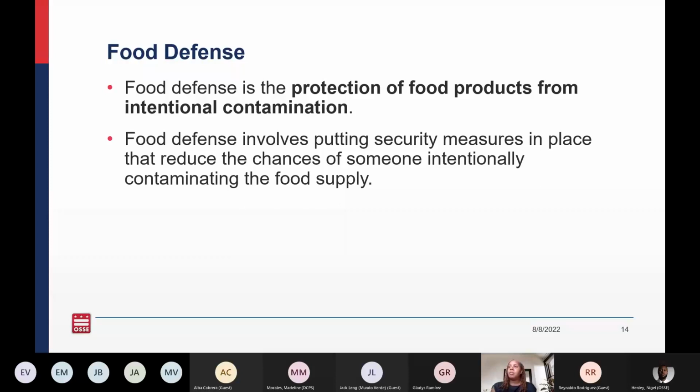So the next thing that we'll talk about is food defense. And food defense is the protection of food from intentional contamination. So while we know that food can become unsafe by pathogens and bacteria, sometimes food can become unsafe because there may be a literal intention to harm the food that's going to be served to our students. And so food defense involves putting security measures in place that reduce the chances of someone in the operation intentionally contaminating the food supply.